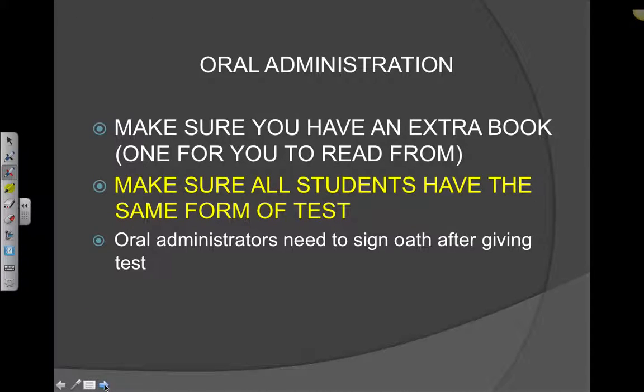Make sure you have an extra booklet before leaving the testing room, and make sure that all of your students have the same test form. And then you'll also need to sign that second part of the oath after finishing any oral administration.